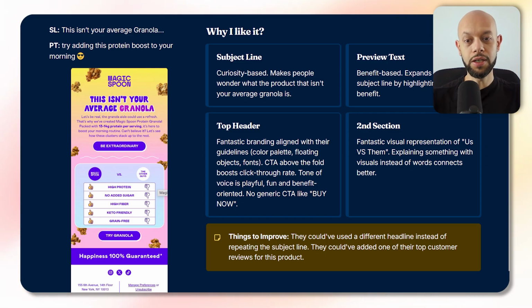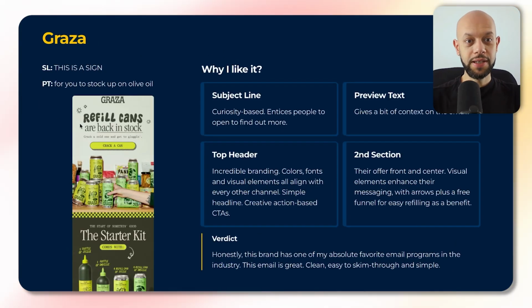The second thing is they could have added one of their top customer reviews to this product, maybe in a third section or even at the bottom of the second section here. We use social proof in about 60 to 70% of the emails that we send for our clients. It's very, very effective. The second example is from Graza.